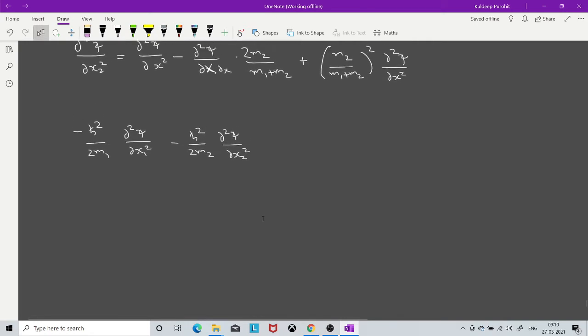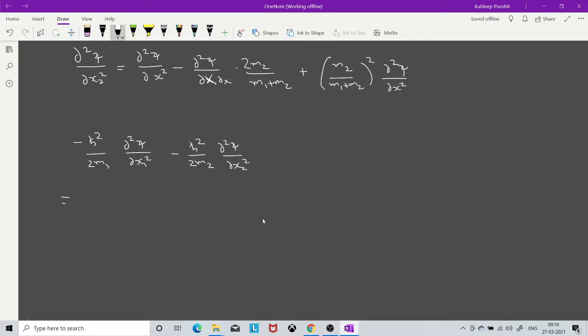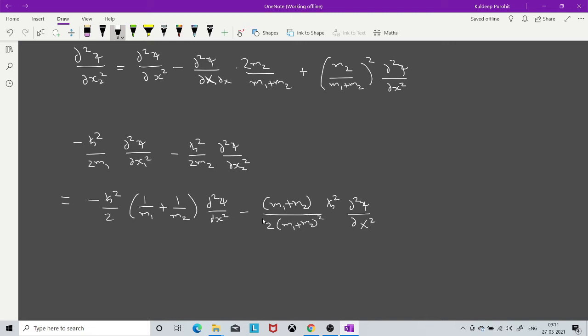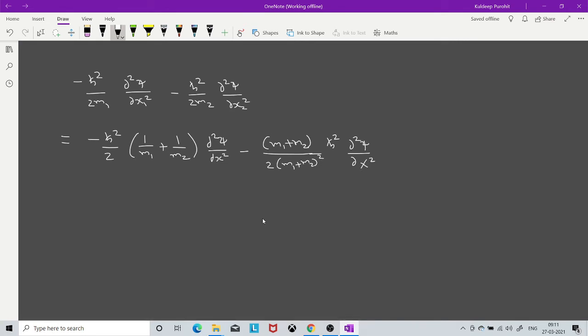So what will this term be equal to? This will be equal to minus h cut square by 2 into 1 upon m1 plus 1 upon m2 into del square psi by del x square, minus m1 plus m2 divided by 2 into m1 plus m2 square, into h cut square del square psi by del capital X square. In this expression, if you see, then 1 upon m1 plus 1 upon m2 can be written as reduced mass.